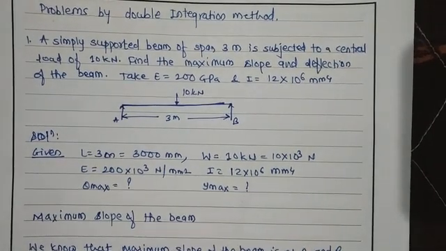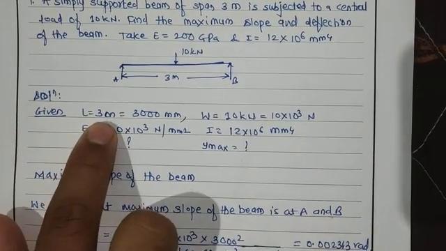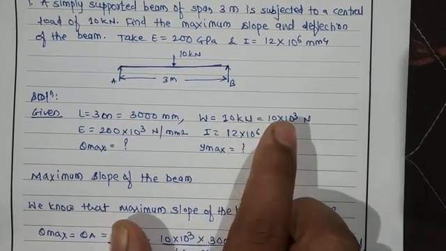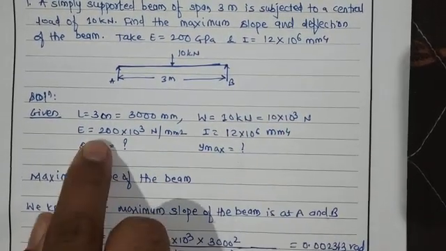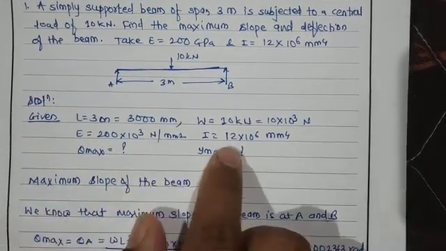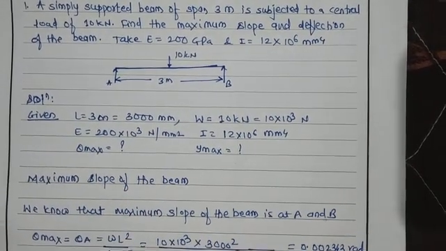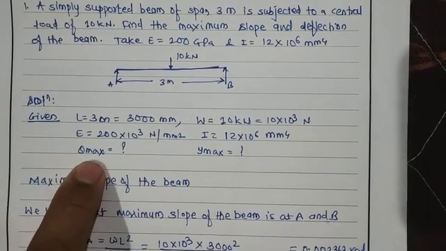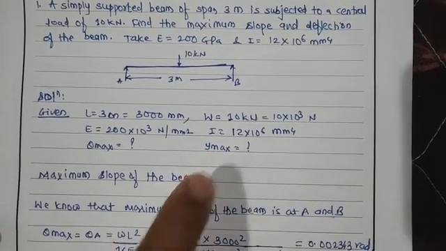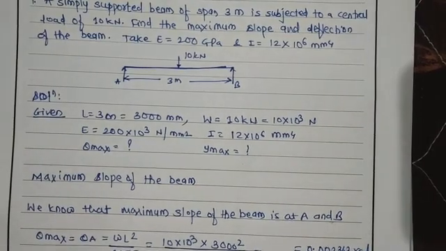Now, first thing is to write down the given. L is equal to 3 meter, that is 3000 mm. W is 10 kilonewton, equal to 10 into 10 raised to 3 newton. Next, the modulus of elasticity E is 200 into 10 raised to 3 newton per mm square. Moment of inertia I is equal to 12 into 10 raised to 6 mm raised to 4. Now, what do they want? The findings are theta max, the maximum slope, and Y max, the maximum deflection.